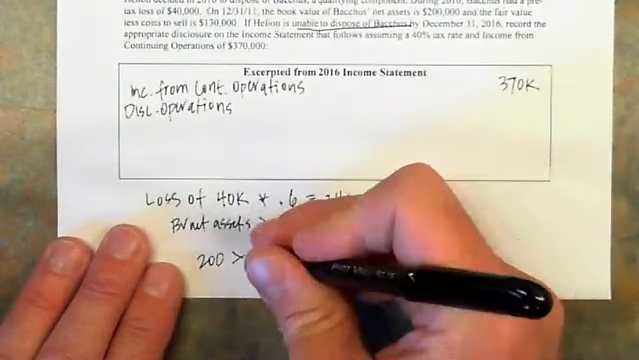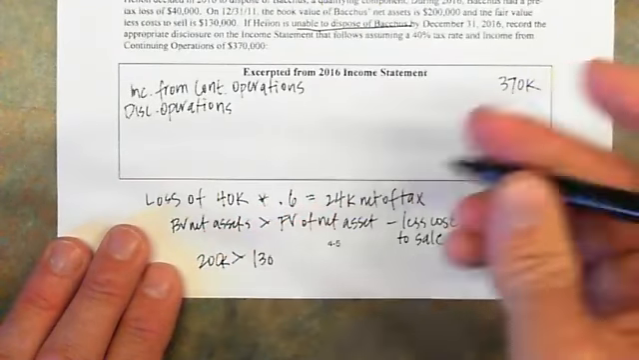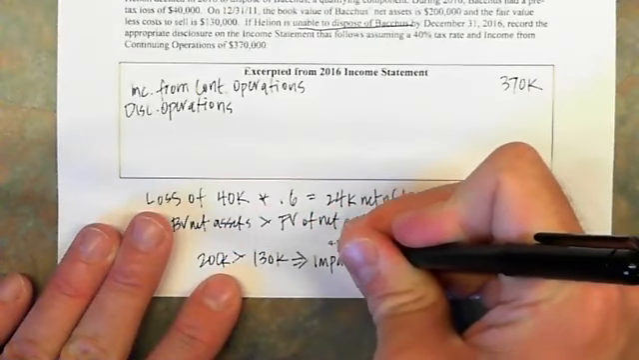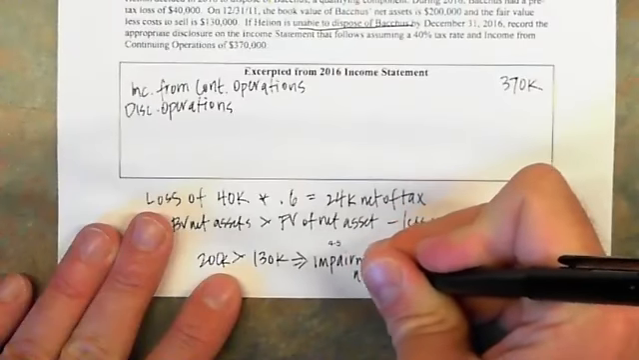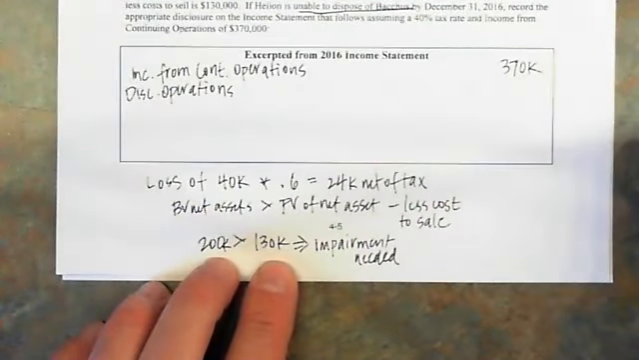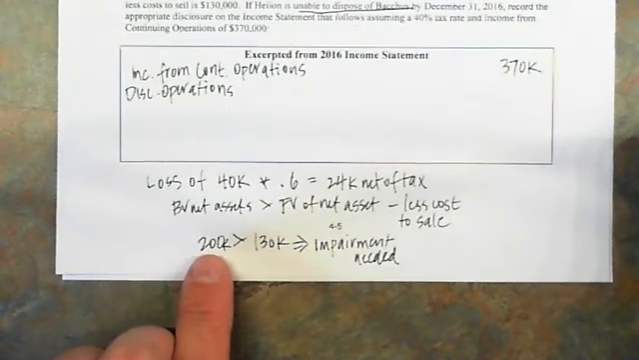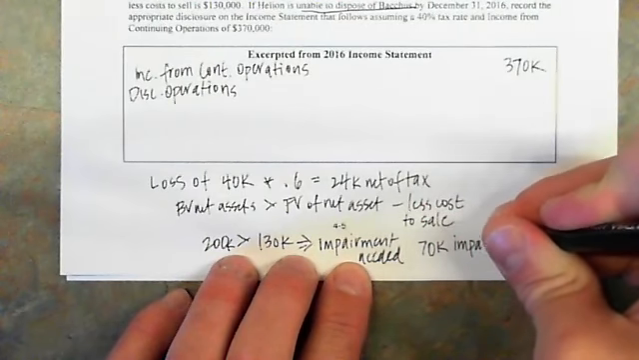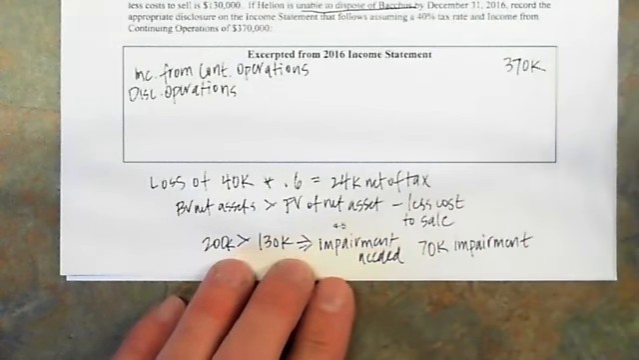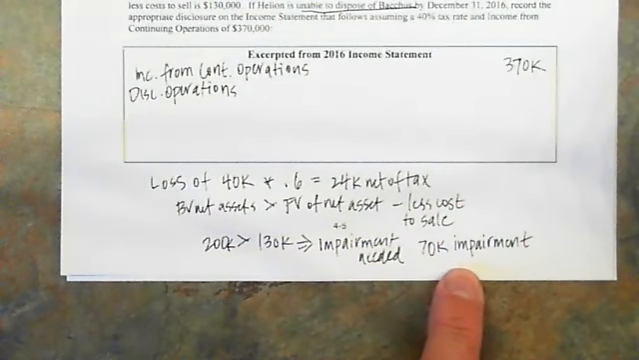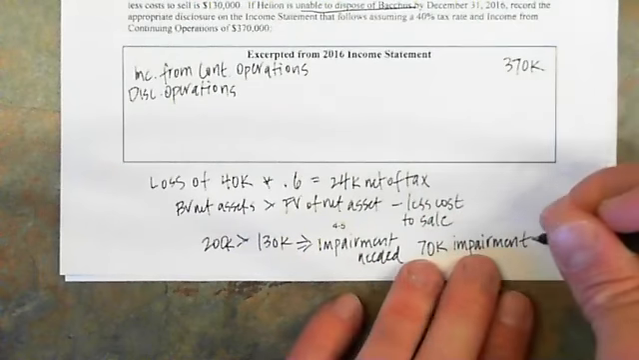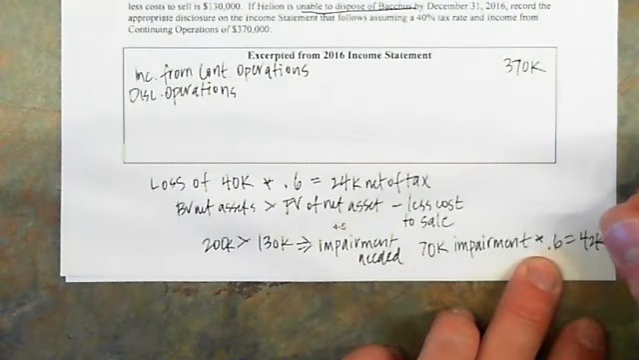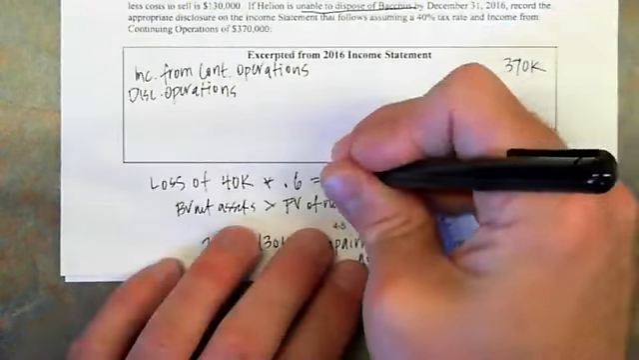$200,000 is greater than the $130,000 fair value less cost to sell, which implies, yes, we need some impairment. And we need to have it $70,000 impaired because we want to bring this book value down to $130,000. Now that's pre-tax impairment. So we need the net of tax impairment. And that would be $42,000. So now we have two losses net of tax.